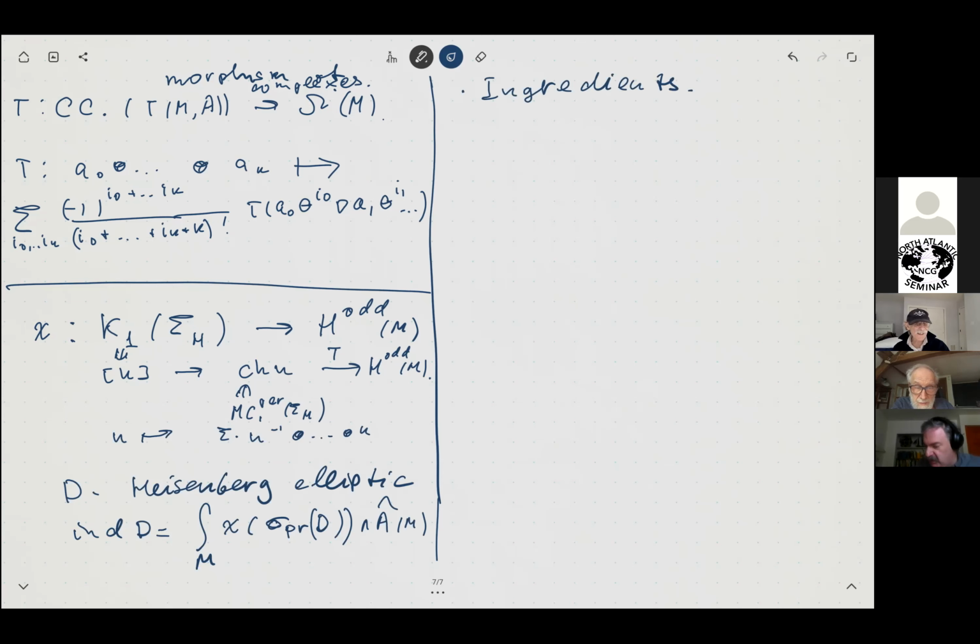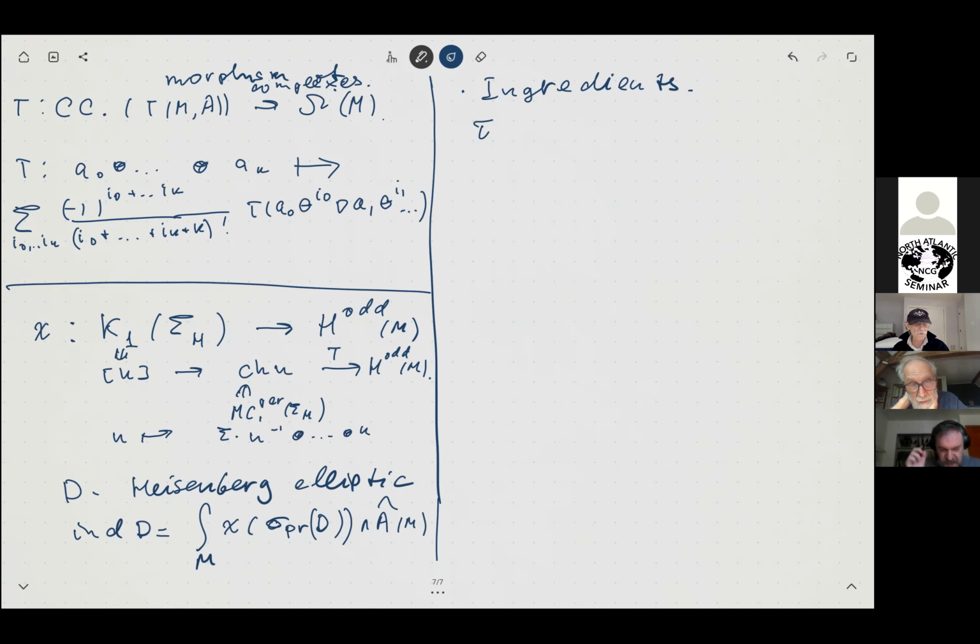So let me start with the trace tau. In your formula for the index, where is the trace? Is it in the chi? Where is the trace? Yes. Trace is in the chi.